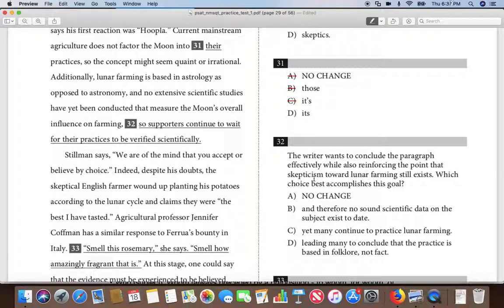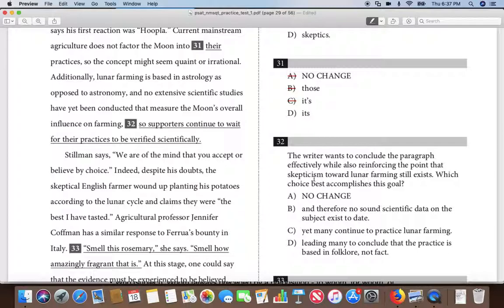Additionally, lunar farming is based in astrology, as opposed to astronomy, and no extensive scientific studies have yet been conducted that measure the moon's overall influence on farming. So supporters continue to wait for their practices to be verified scientifically. Okay, and read question 32, please.